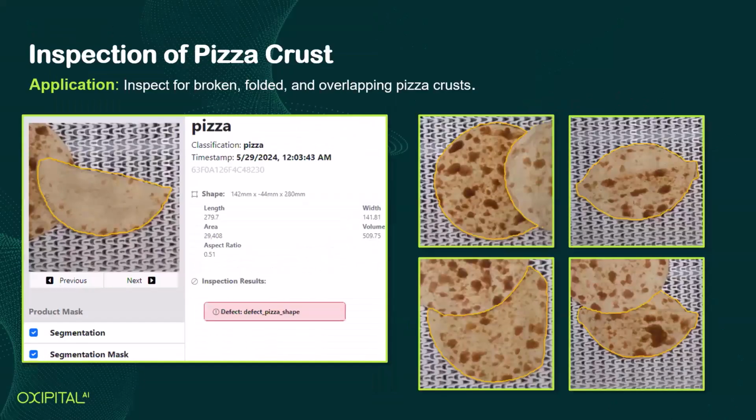With any fried or baked product, there is always the opportunity for burns and overcooking. While there's generally an acceptable amount of this, you want to make sure that you capture and reject any overcooked or burned product.